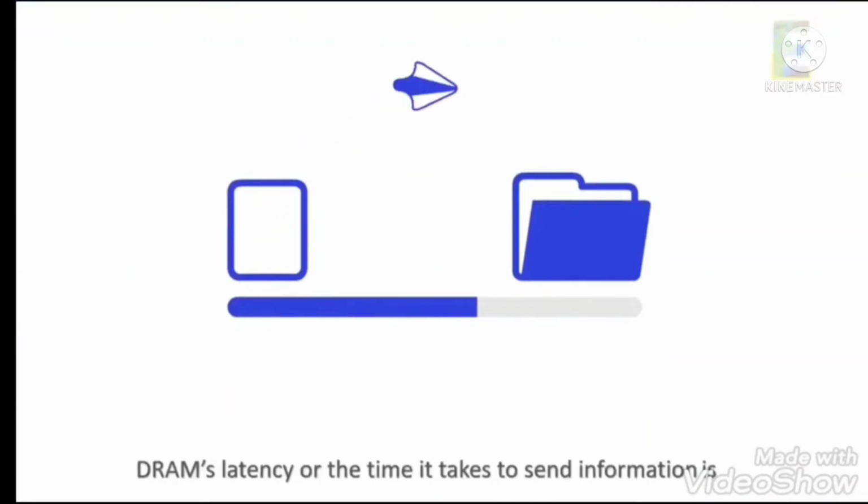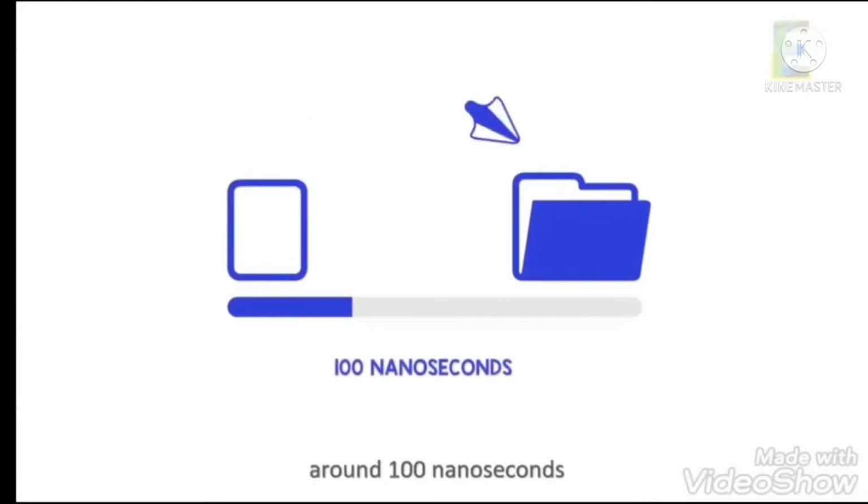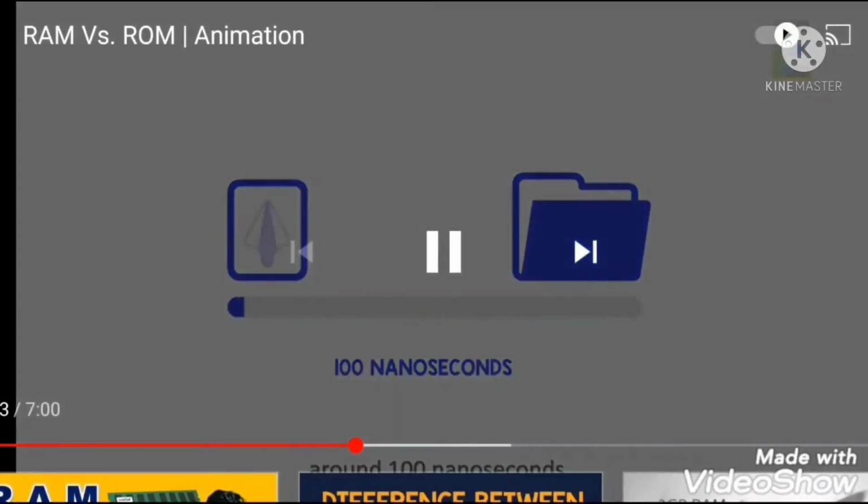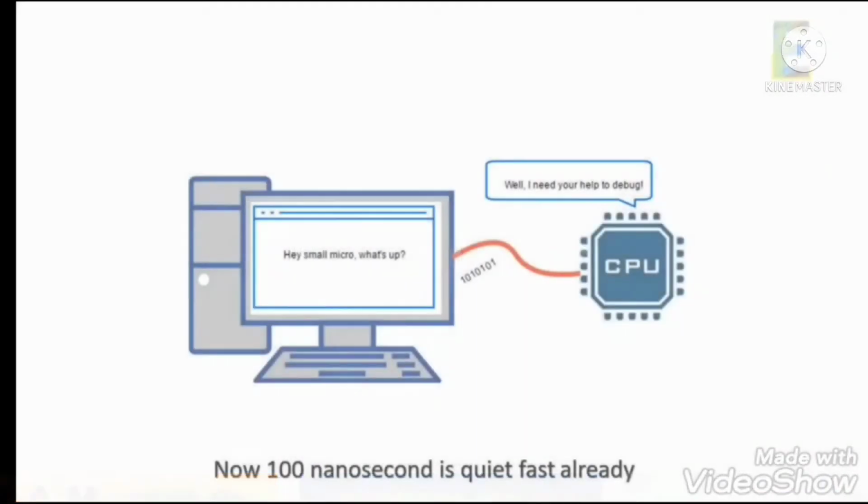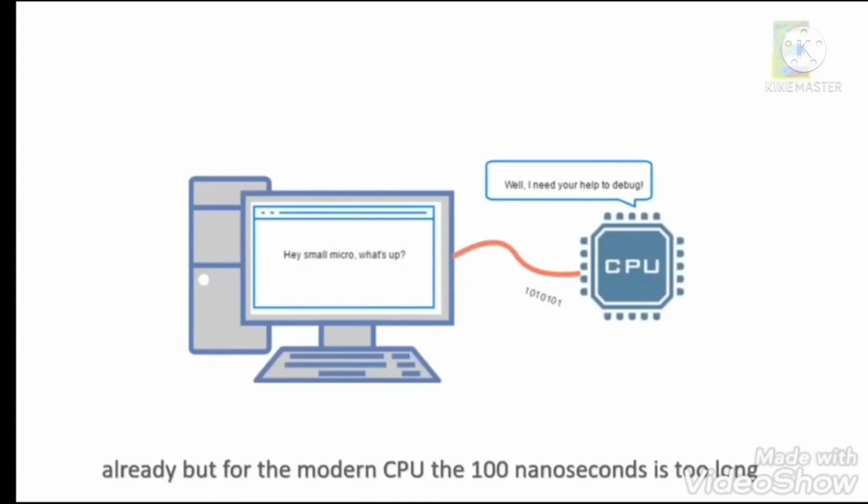DRAM's latency, or the time it takes to send information, is around 100 nanoseconds. Now, 100 nanoseconds is quite fast already, but for the modern CPU, 100 nanoseconds is too long.